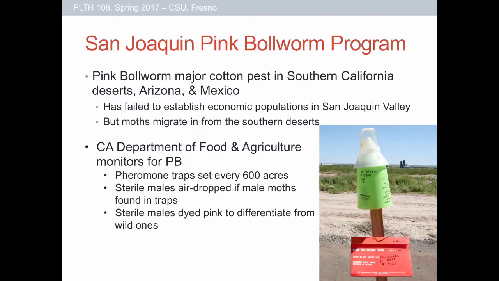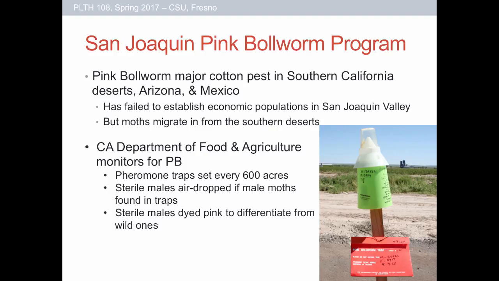Here in the Central Valley, we have a concerted monitoring program that uses these for pink bollworm. So pink bollworm is a major cotton pest. It's widespread throughout Mexico, the Southern California deserts, and Arizona, but it never really established very well here in the Central Valley. And so the Central Valley growers basically said, well, let's keep it that way. So what they did was they established a grid where they set out a pheromone trap about one every 600 acres in the Central Valley.